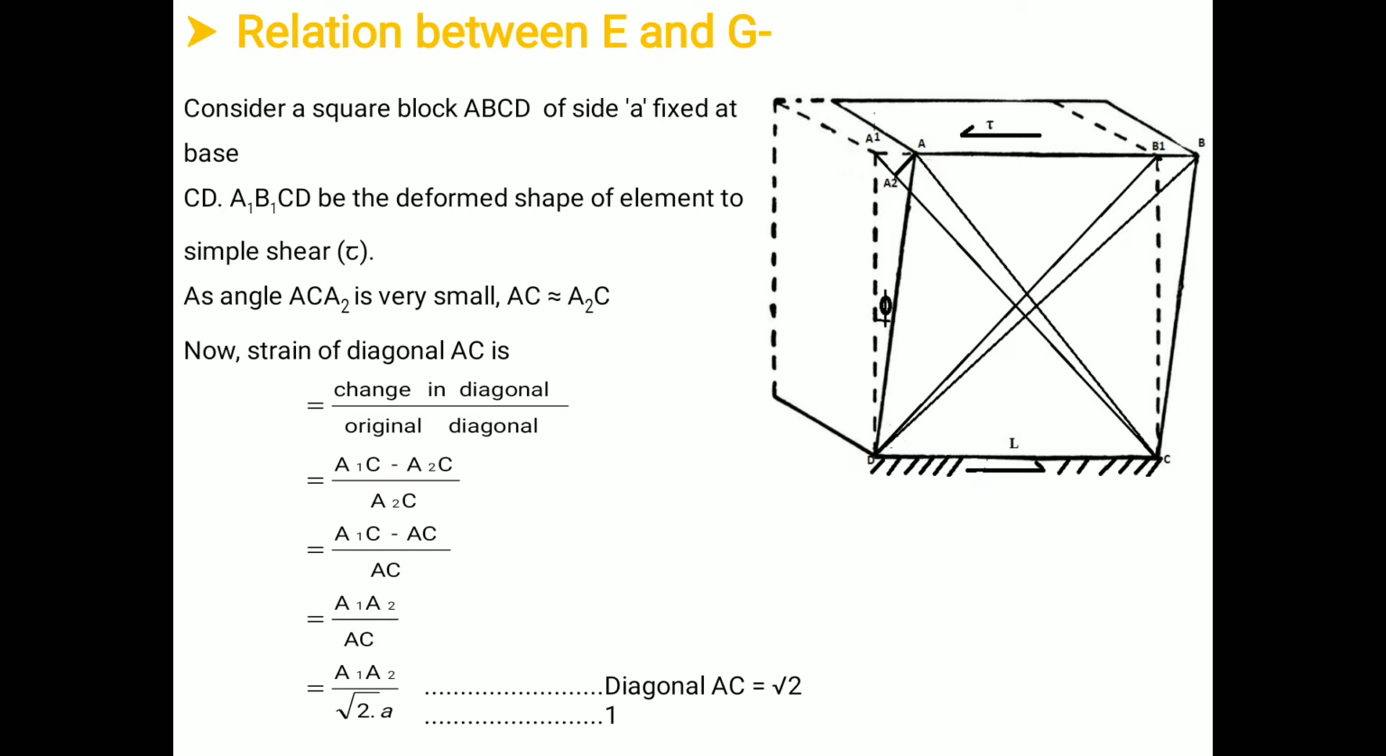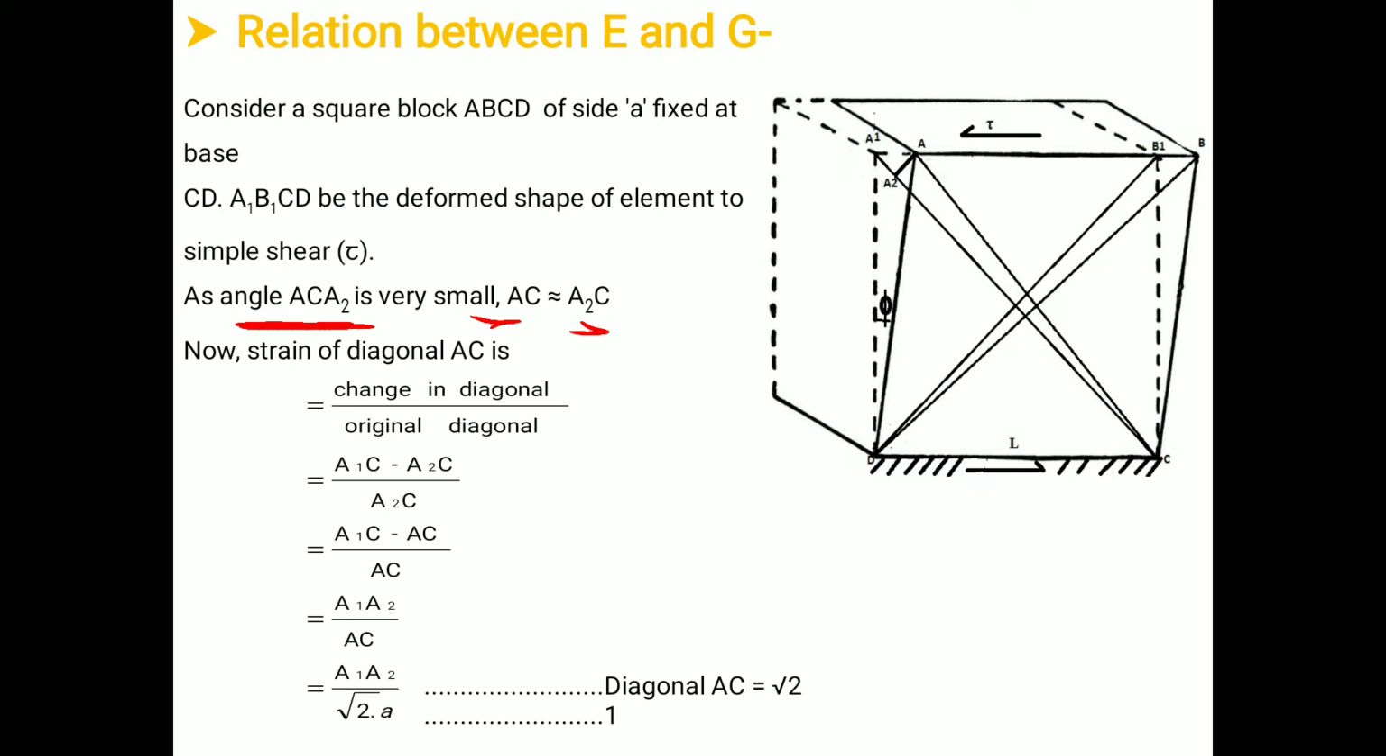Now, due to the application of this shear stress, the block will get distorted and it will acquire a new position. That new position of the block is A1B1CD. This is the deformed shape of the block due to the application of this shear stress tau. As there will be distortion in the block, the angle ACA2 is very small. As angle ACA2 is very small, the diagonal AC is approximately equal to A2C. Remember that this is due to the application of small shear stress.